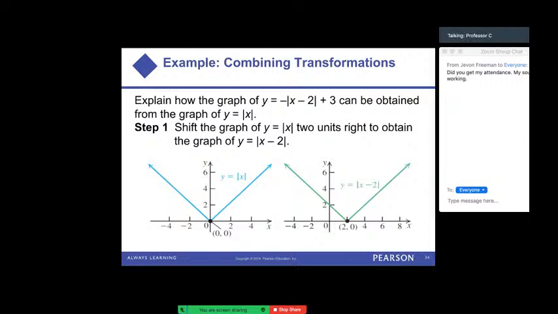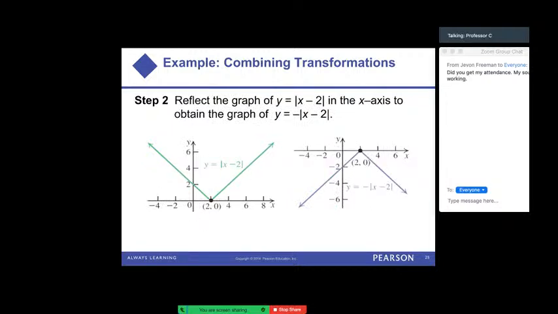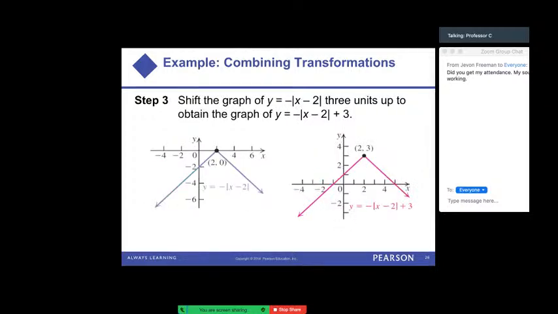So we start with the absolute value. We moved it right by 2. Then we're going to flip it top to bottom. And then finally, we're going to take that purple image and move it up by 3. Okay, and that's our final graph.